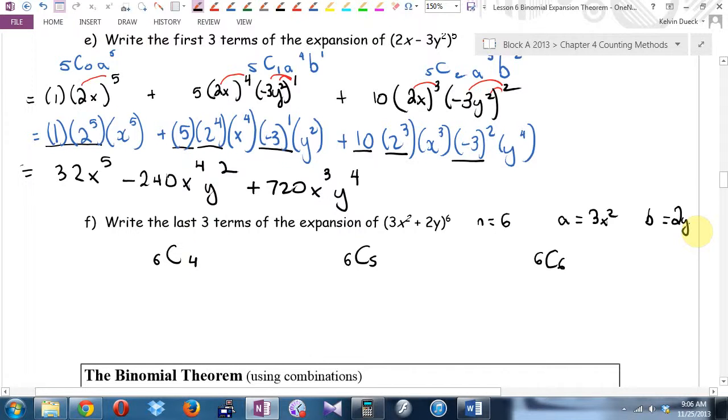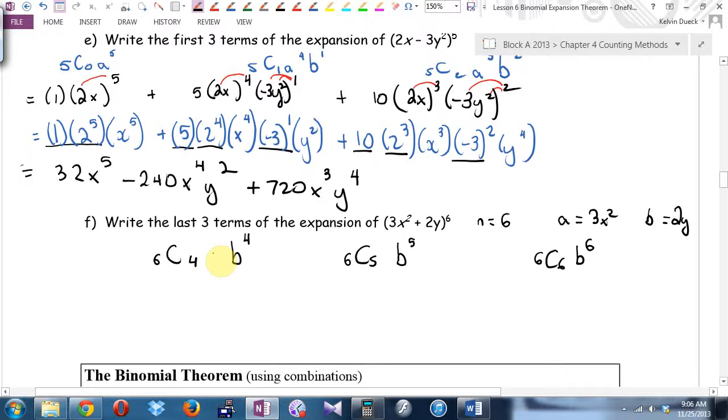What would the B's look like? What would the last term be? B to the what? Okay, this is going to be B to the 6th. What about the term in front of it? B to the what? 5th. Leave a space for the A, but there would be a B to the 5th. There would be a B to the 4th. I'm leaving a space to fit the A in because that's the trickier part.